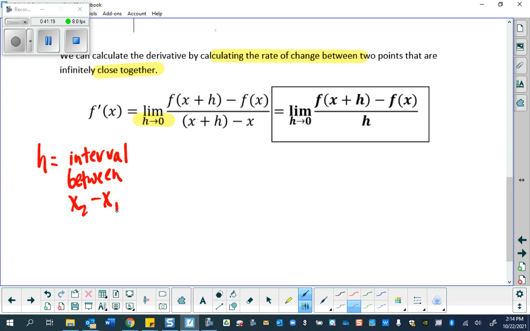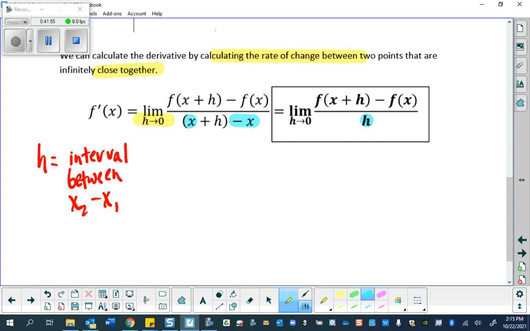Notice when I simplify this, those two x's, see how they cancel out? And that's where I get just h in my denominator of my formula. Does that make sense to you? So if x is here and x plus h is here, when I go to do the subtraction problem, x plus h minus x, I just get h is that distance. You okay with that? H is that distance between the two.